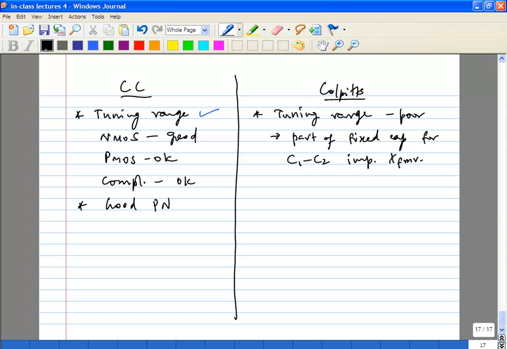Phase noise wise, the cross coupled is decent, it's good, but it turns out this has better phase noise. Now that is a little bit subjective because you really need to trade off, you are effectively trading off tuning range for phase noise, but the phase noise can be slightly better for the Colpitts. Okay, because remember that the noise is injected at the peaks of the sinusoids, of the cosinusoids.